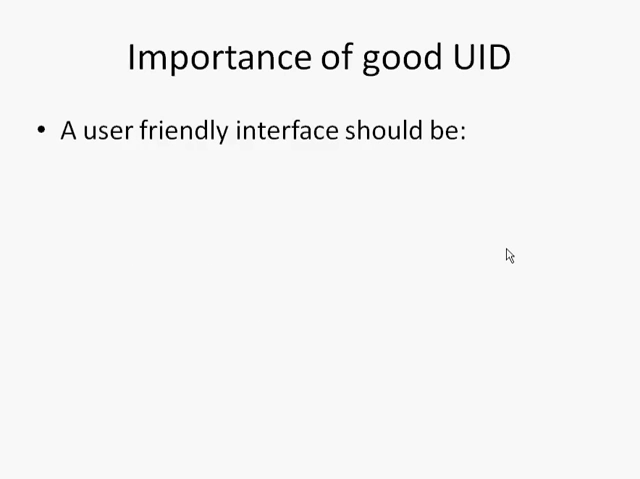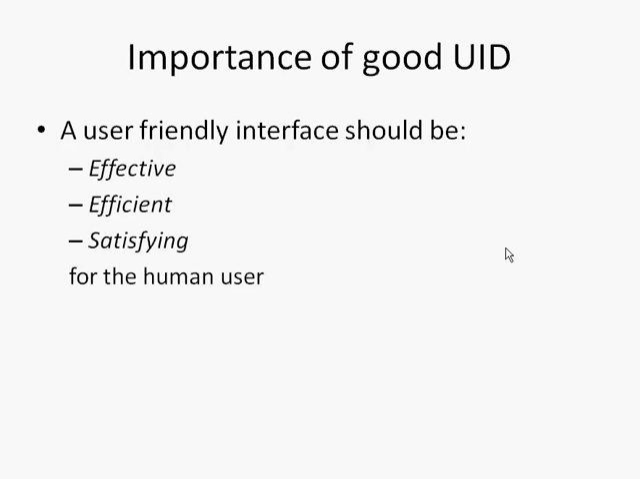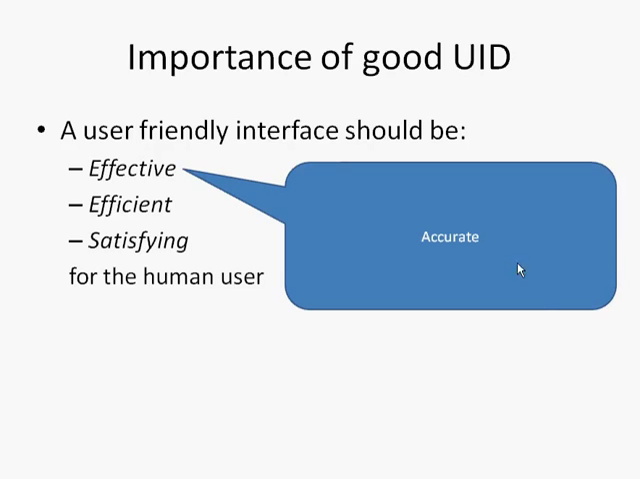A user-friendly interface should be these three things: effective, efficient, and satisfying for the human user. So when we're talking about effectiveness, it's got to be accurate. It's got to have data input that is accurate, so validation will play a big part, but output as well, of course, should be accurate so the user sees what they're supposed to.